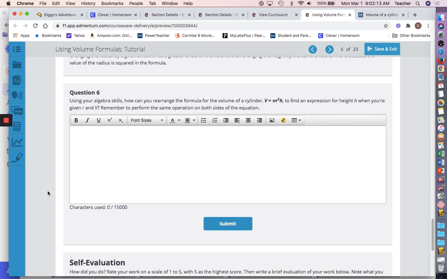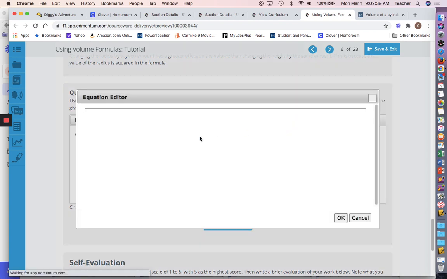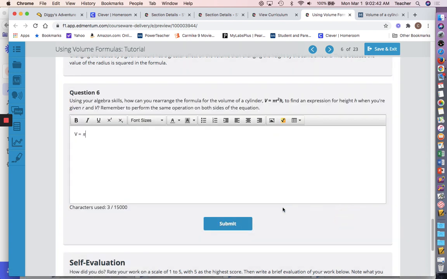Question 6. Using algebra skills, how can you rearrange the volume formula for the cylinder, V equals pi r squared h? Find an expression for height when you're given r and V. Remember to perform the same operation on both sides. Okay, so they're basically asking us to solve the equation for h. V equals pi r squared h. All right, so we're trying to get h by itself.